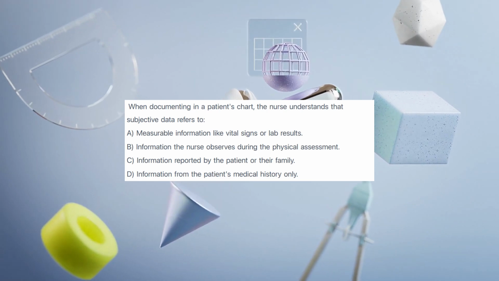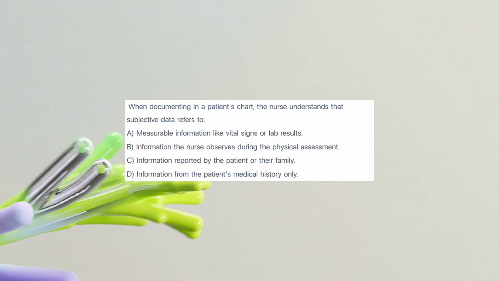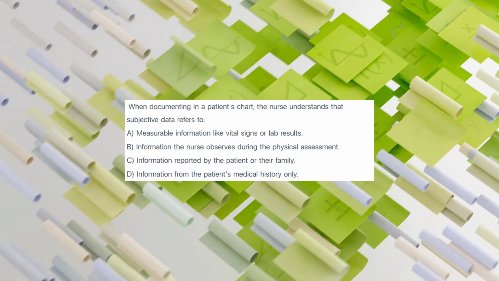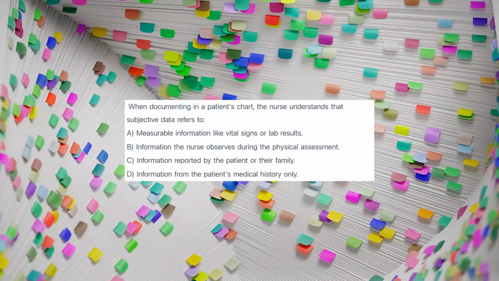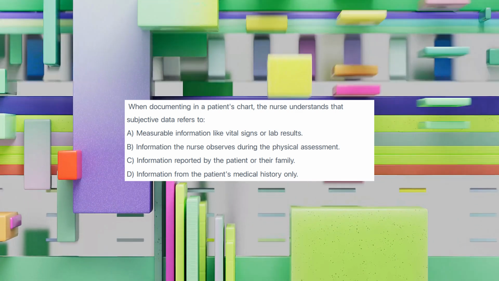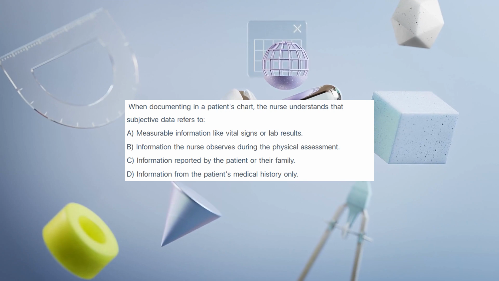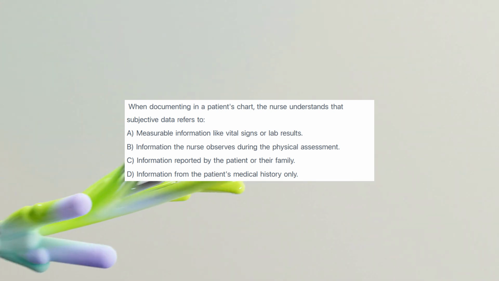When documenting in a patient's chart, the nurse understands that subjective data refers to A. Measurable information like vital signs or lab results. B. Information the nurse observes during the physical assessment. C. Information reported by the patient or their family. D. Information from the patient's medical history only. Answer: C. Information reported by the patient or their family.